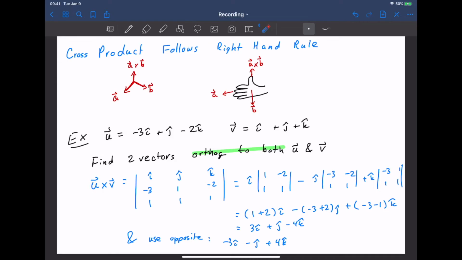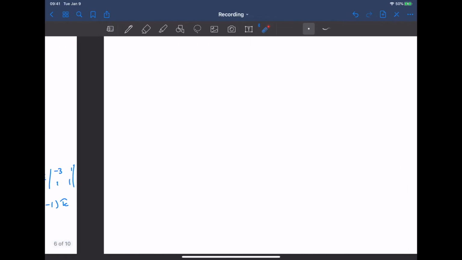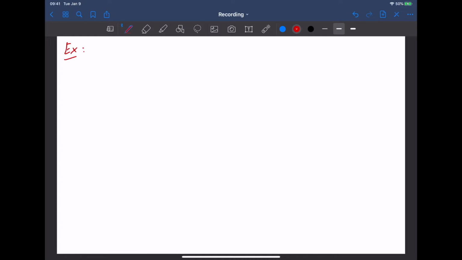Okay? Find a unit vector orthogonal to both a, <-1, 1, -1>, and b, <0, 3, 4>. Can you do this? You should feel confident that you can do this.